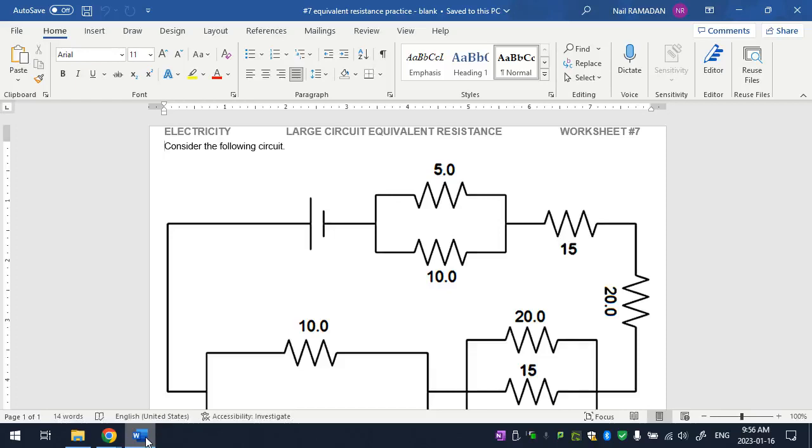So consider the following circuit. How many resistors do you have? A few or a lot? You have a bunch, okay? Now, question for you. Come on, everyone, focus. All right? Now, how many resistors do we have?